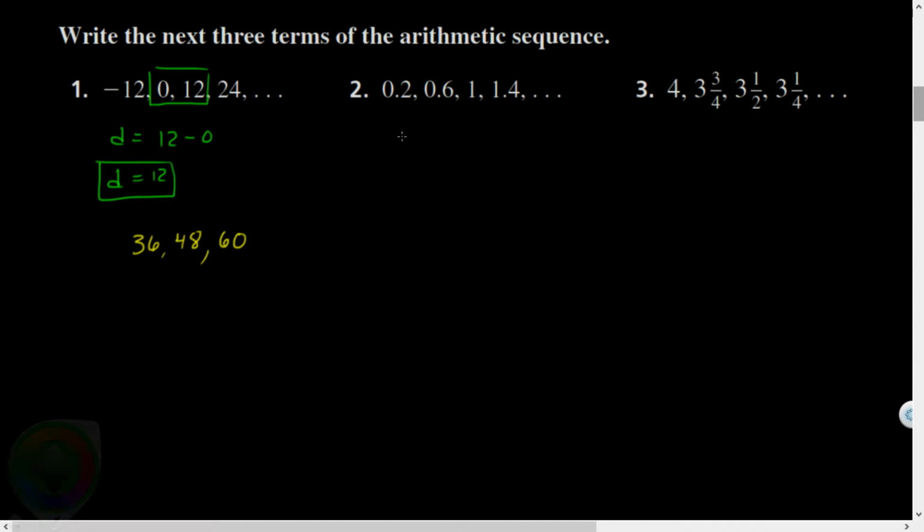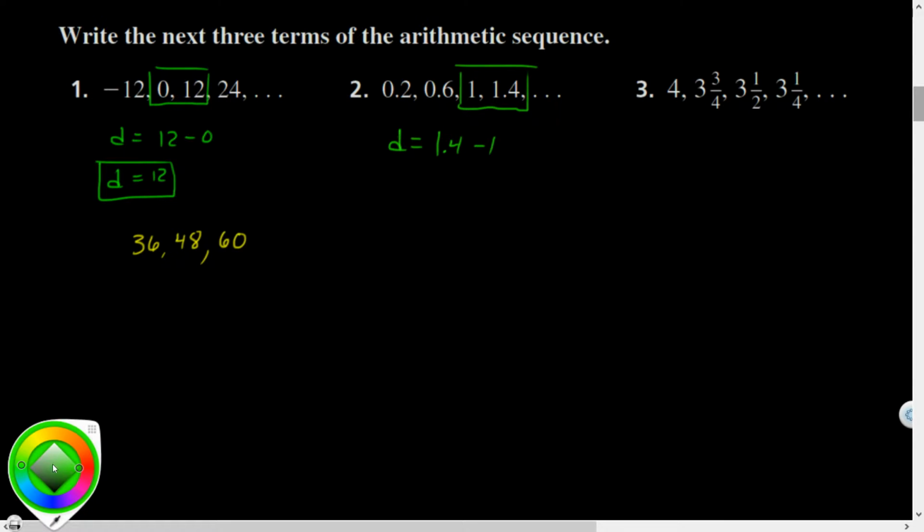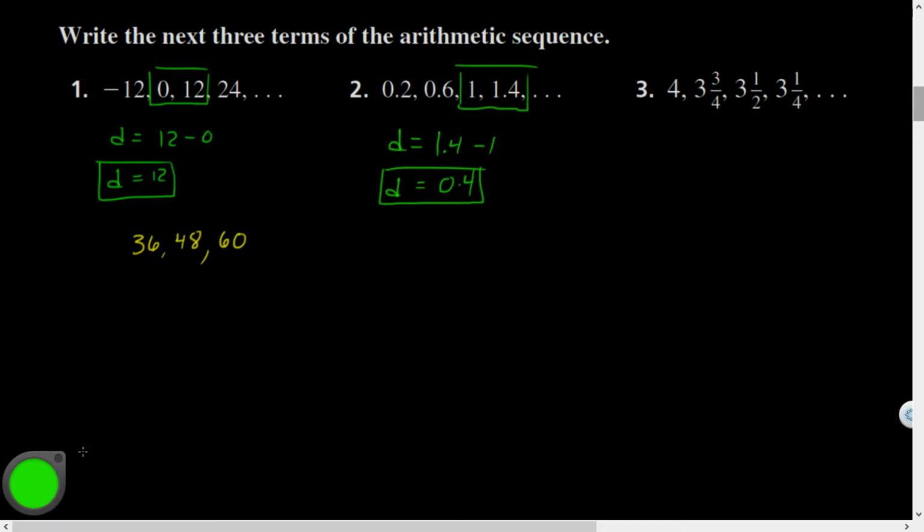Let's find the common difference for this one. So any two consecutive terms work. I think these ones will be the easiest ones to work with, but any two side-by-side terms will work just fine. So D is equal to 1.4 minus 1 is just going to be 0.4. It's positive. It is increasing by 0.4 for every term.